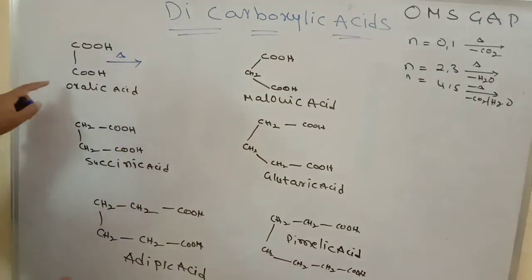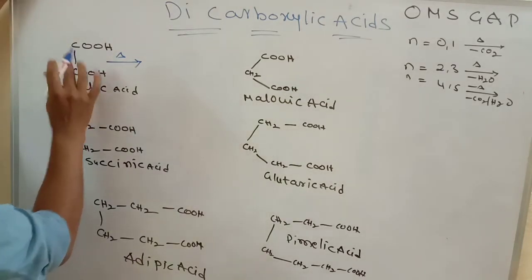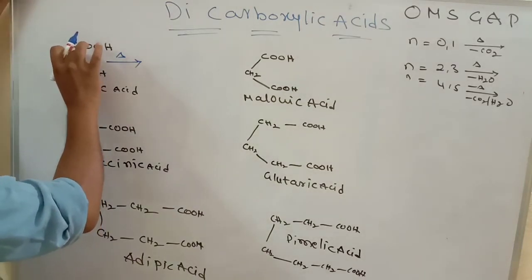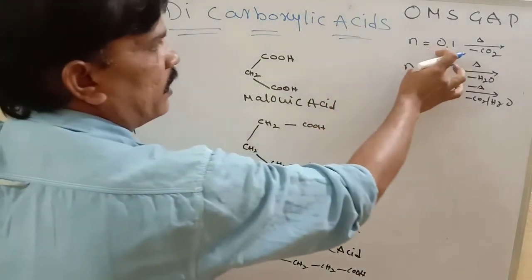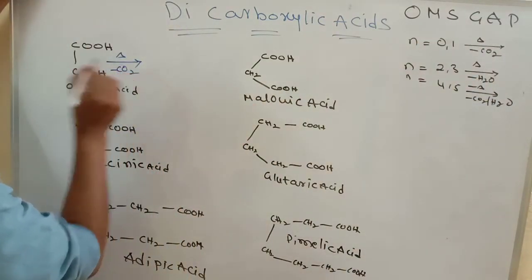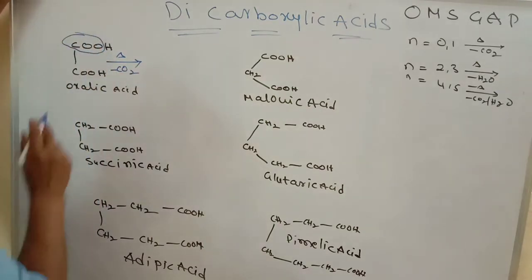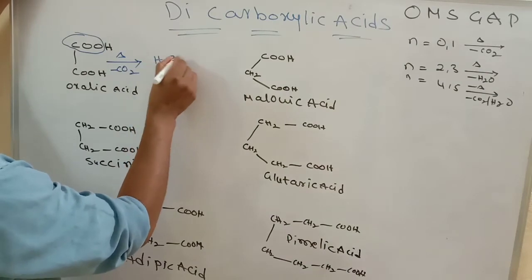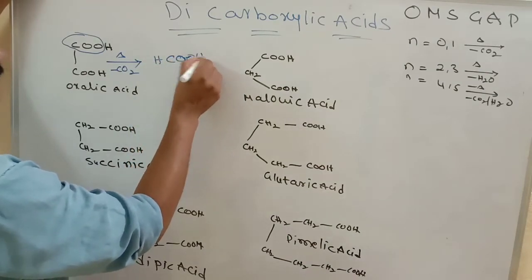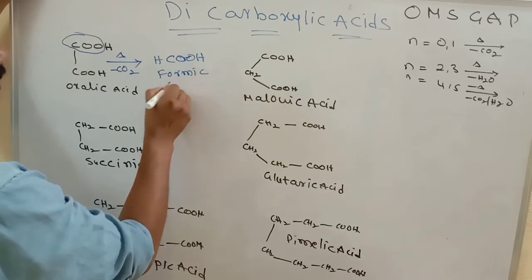I am heating this oxalic acid. Now in oxalic acid, between the COOH functional groups, is any carbon there? No carbon, so 0 carbon. 0 carbon means in the heating effect we have to eliminate only the CO2 functional group. So what is the product? HCOOH, which is formic acid. Formic acid we are getting.